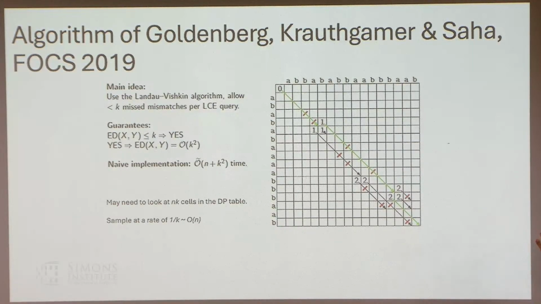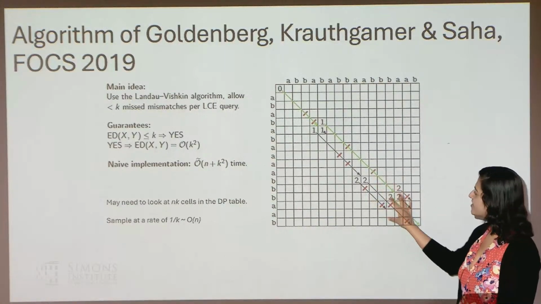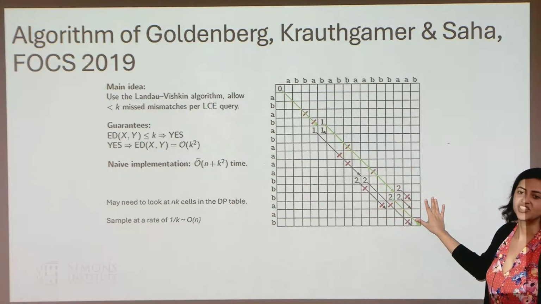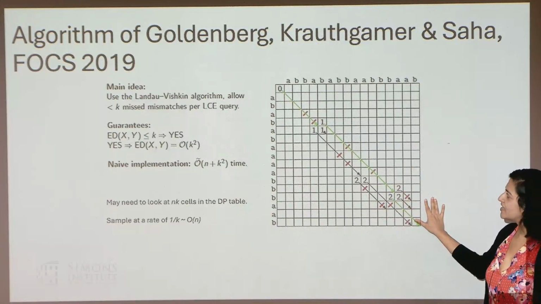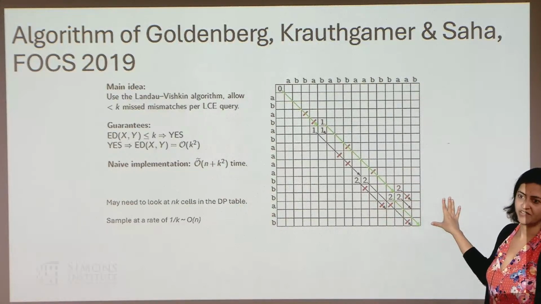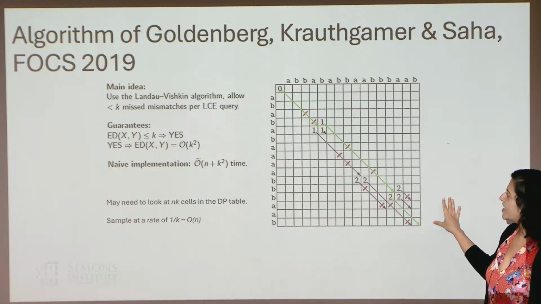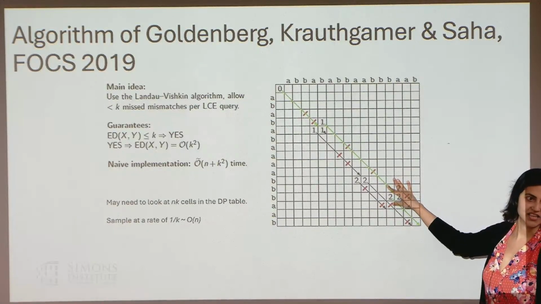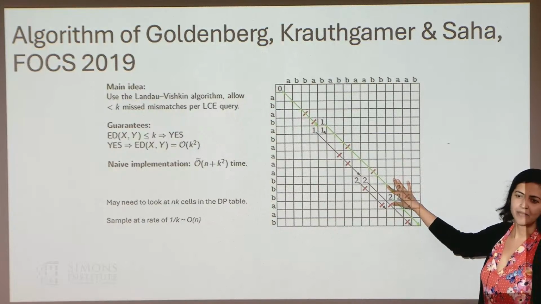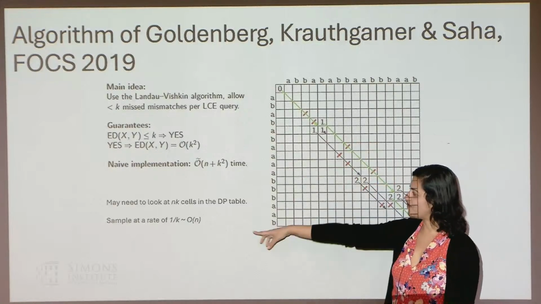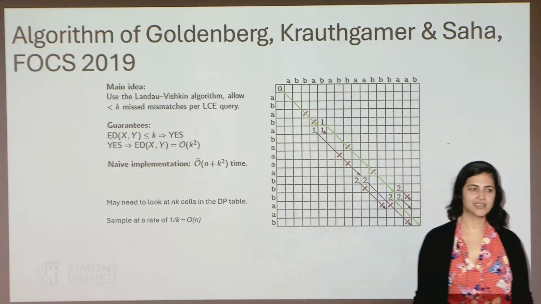But still, with the naive implementation, if you think about it, the computations are within 2k plus 1 diagonals. Each diagonal has n entries. So overall, the total number of entries is order of nk, right? You are trying to hide at most k errors per LCE query, so you have to sample at a rate of 1 over k. A naive implementation would be: nk entries, if I'm sampling at a rate of 1 over k, I'll still get order of n.